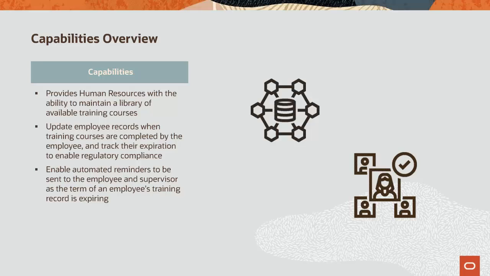At the employee or supervisor level, we provide functionality to automate the sending of proactive reminders to the employee whose course or qualification is expiring, as well as to the supervisor for any of the employees they are responsible for.